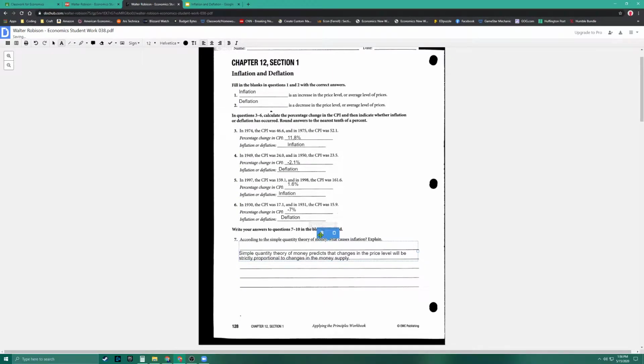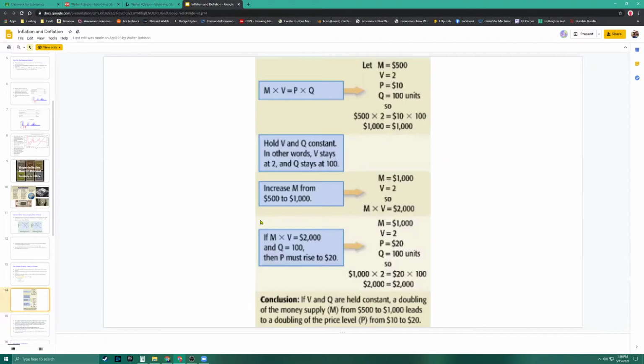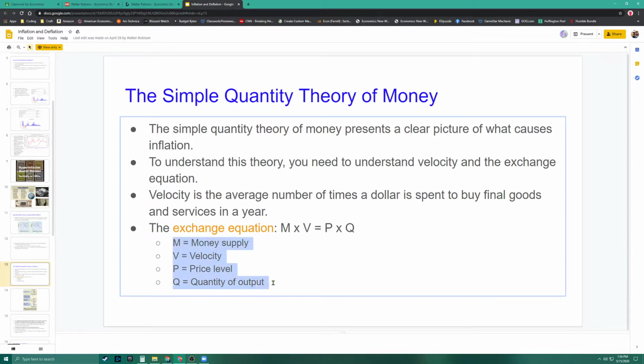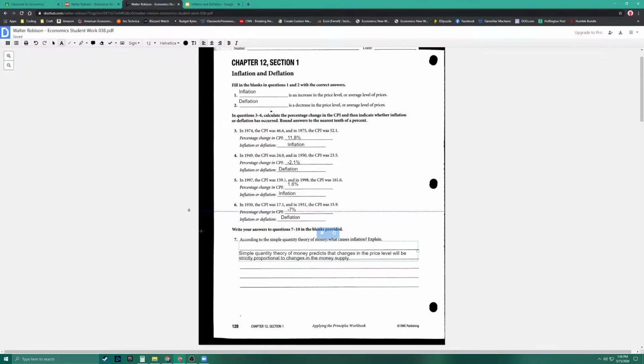Now, if you don't understand what the causes are, just look at the formula. What does M times V equal? P times Q. Well, M is the money supply, V is the velocity, P is the price level, and Q is the quantity of output. So that's the other part that you're missing in this answer: these are the things, money supply, velocity, price level, and quantity of output. These are the things that cause inflation. And then this is your explanation. So make sure you have that, okay? Get rid of this part.